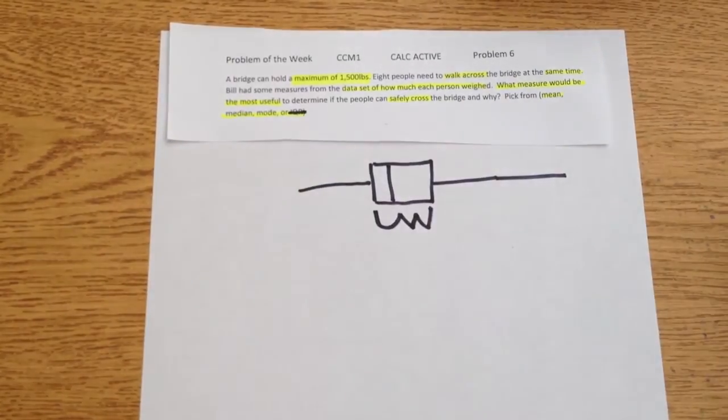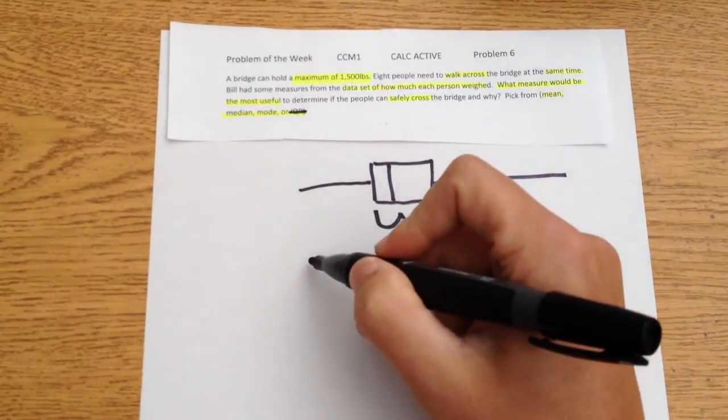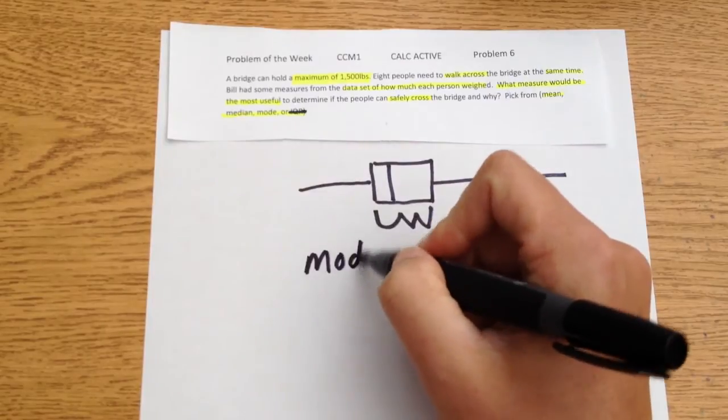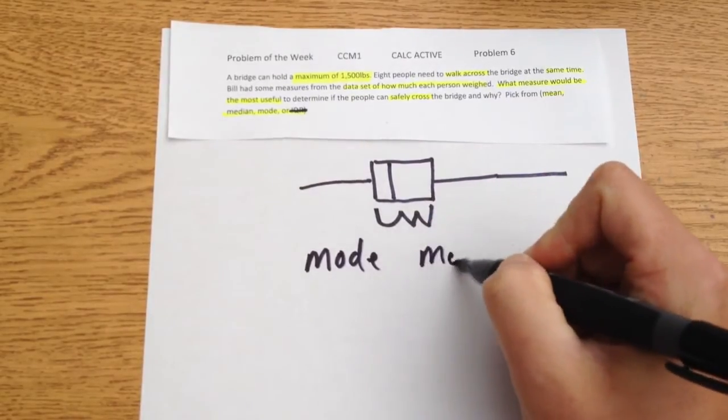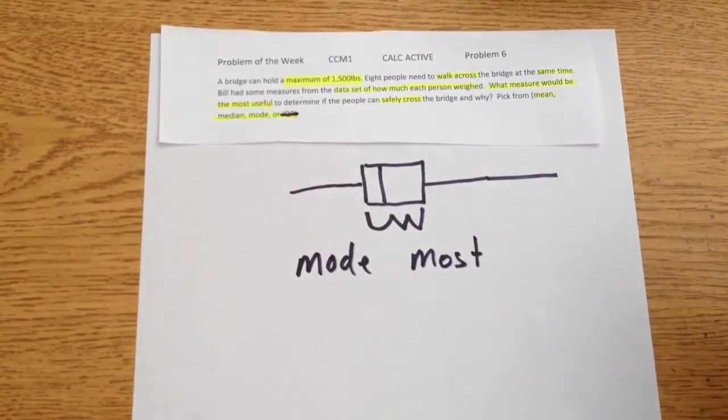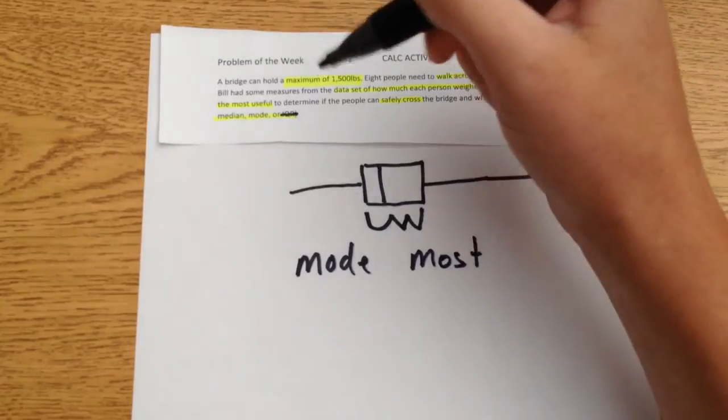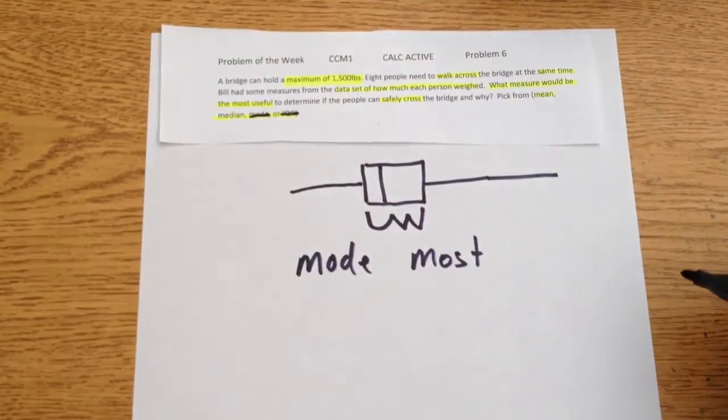Then we think about the mode. Mode is the one that happens the most often, right? Well, let's just say that out of the 8 people, 3 of them are 70 pounds. Well, the mode would be 70, but there could be somebody that weighs 400 pounds that's trying to cross the bridge as well. And that's a big amount, and so that doesn't tell us all the amounts. It just tells us the one that happens the most, so that's not the right choice.